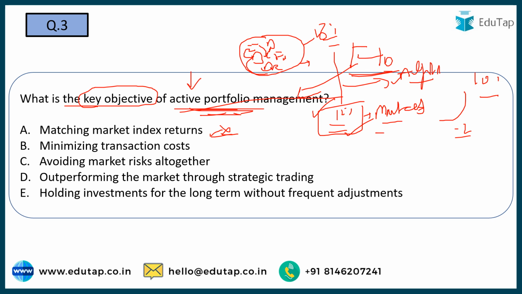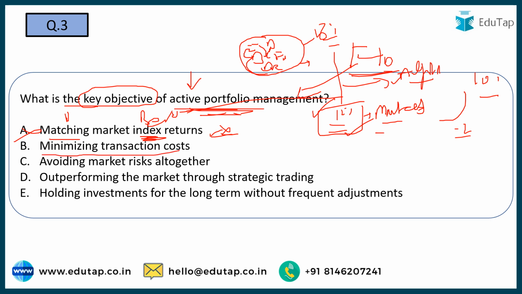So under active portfolio management, you try to beat the index return. Okay, like you have Sensex, which is the index of BSE, Nifty as the index of NSE. So you try to beat the returns which these indexes are generating. Okay, so you do not try to match, rather you try to beat. Therefore, A cannot be your right answer.